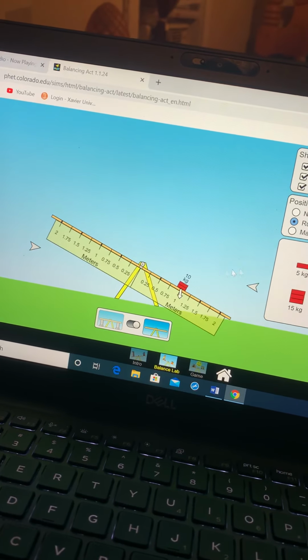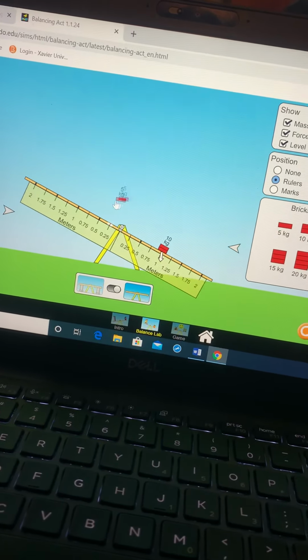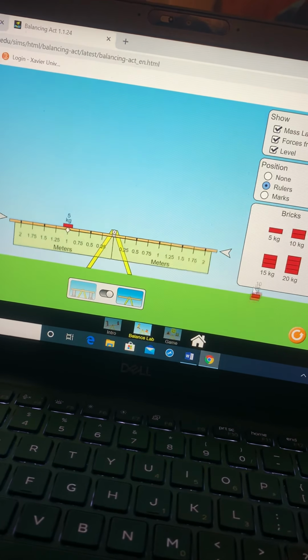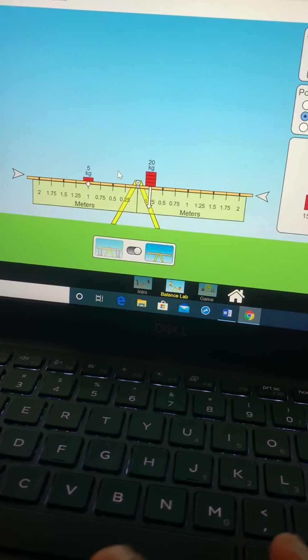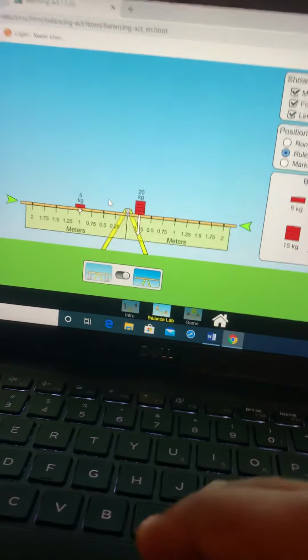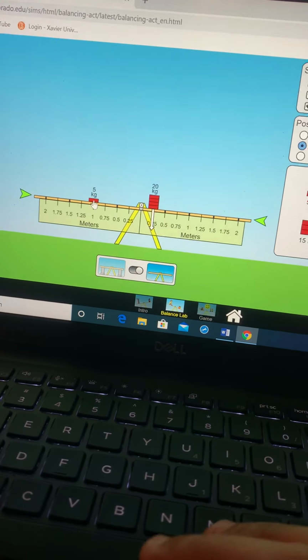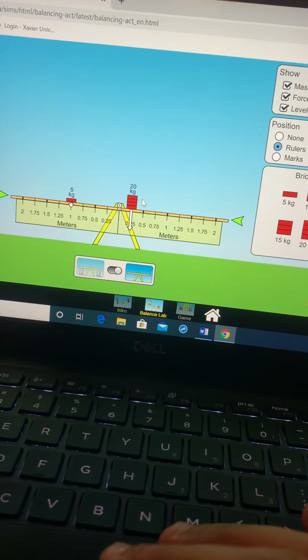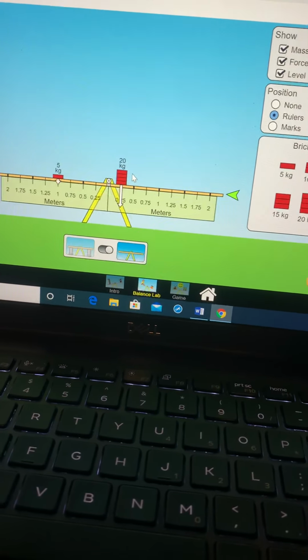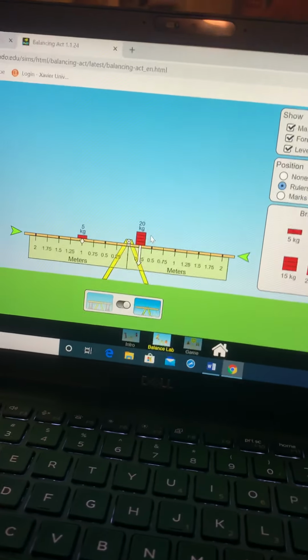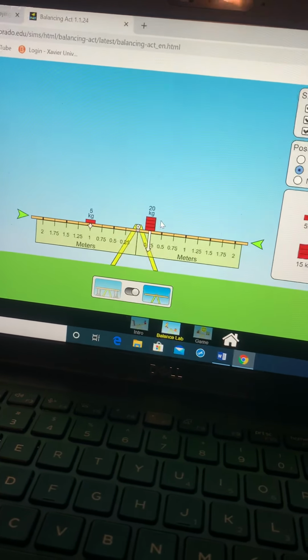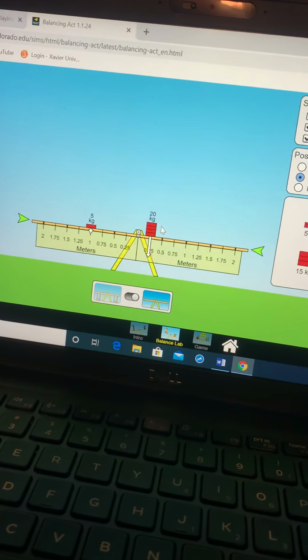For the first one, I did 5 kilograms placed on the left side. So I'll put 5 at 1, and then I would put 20 at 0.25. Those would balance out because torque equals mass times distance. So the mass would be 5 times 1, which is 5, and then 20 times 0.25 would also be 5. And you can observe that both of them are equal in torque.